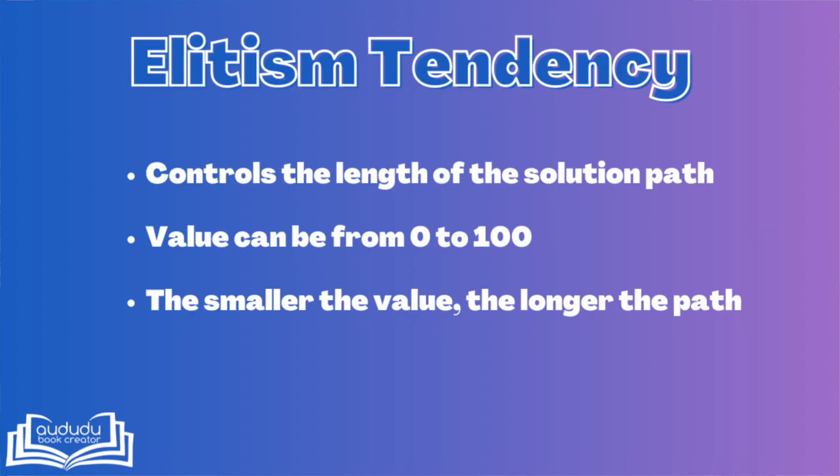Let's start with the Elitism tendency. The Elitism tendency controls the length of the solution path. You can make this value go from 0 to 100, and the smaller this value, the longer the solution path is going to be. So let's look at examples.